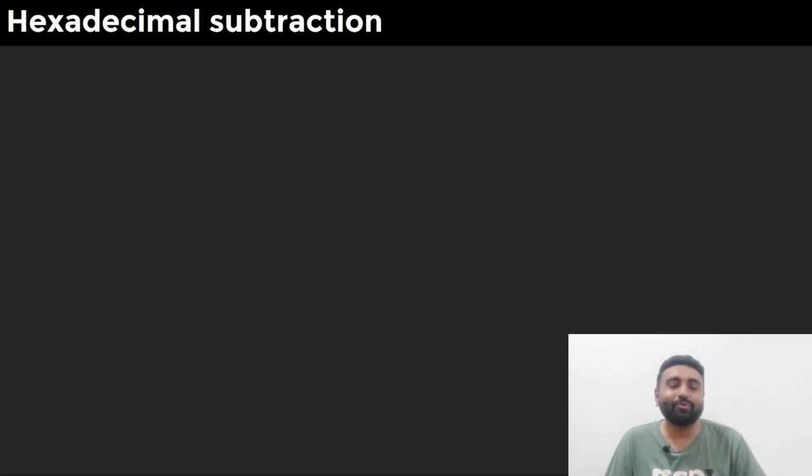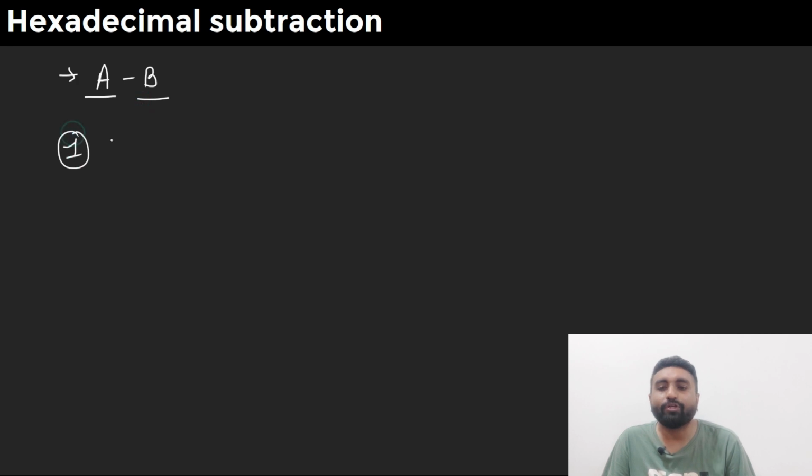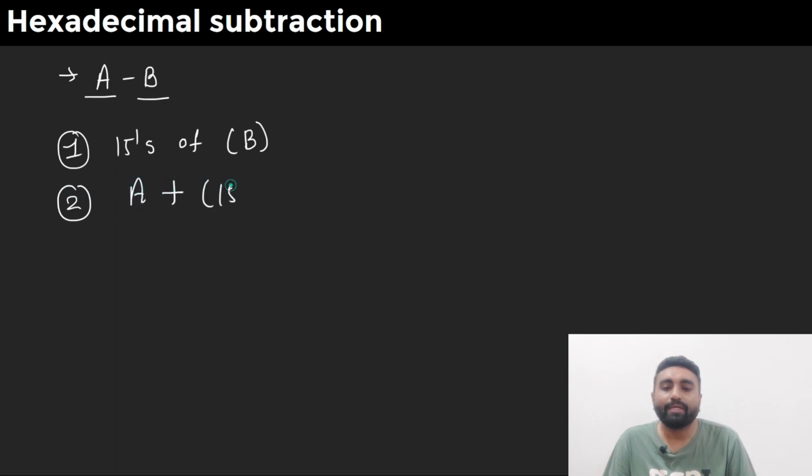Okay students, so first of all we are going to discuss how to do hexadecimal subtraction using the 15's complement method. Let's say you have two numbers, A minus B. As the first step you need to find the 15's complement of the minus number, the negative number, and here that is going to be B. In the second step, you need to add A and the 15's complement of B. Okay, so it is going to produce some result.